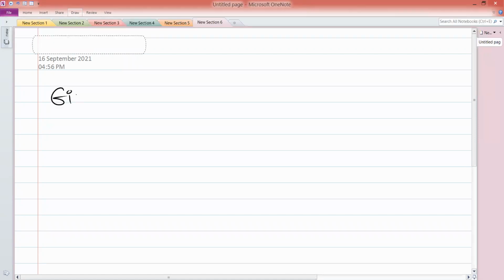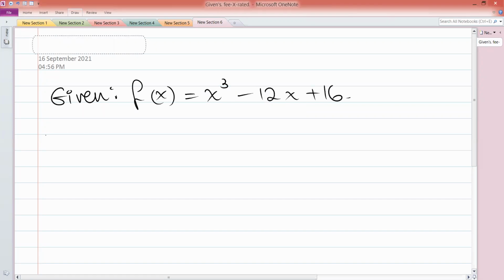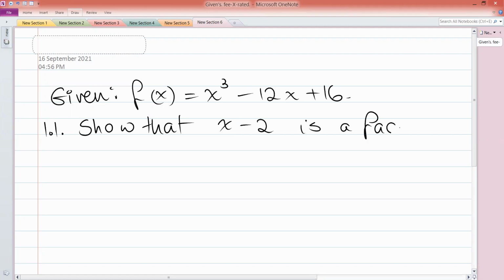So this is the question that you had requested earlier. Given f of x equals x to the power of 3 minus 12x plus 16. Okay, so those are cubic, right? And we want to solve it. So the first question would be, show that x minus 2 is a factor of f of x.